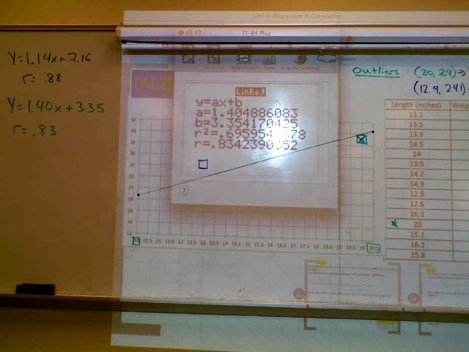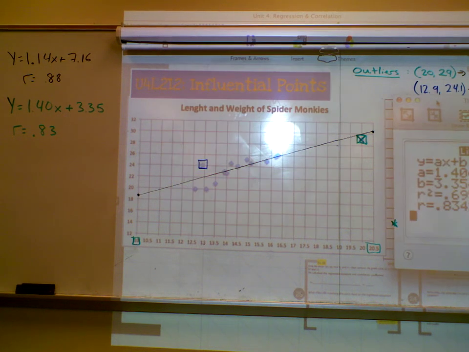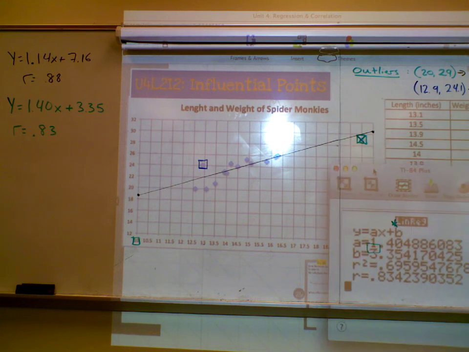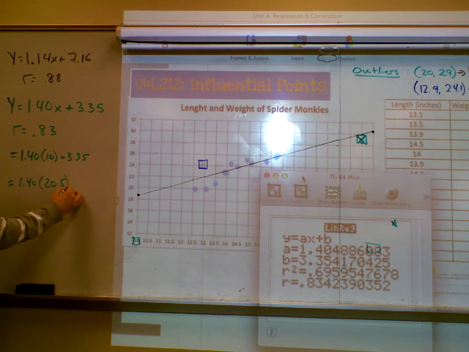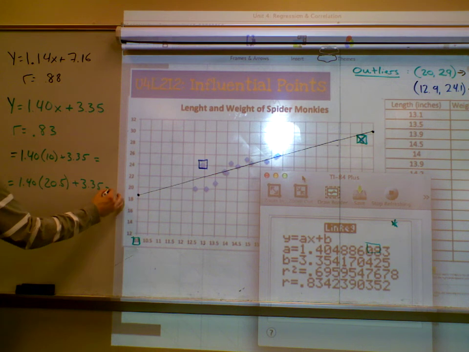Now we want to graph this line on our scatter plot. There's a couple things I can do. I need to find 2 points, don't I? How do I find 2 points? Good, plug in x and y. Last time we used 10 and 20.5, so might as well use them again. So 1.40 times 10 plus 3.35, and 1.40 times 20.5 plus 3.35. We'll plug those both in and see what we get.